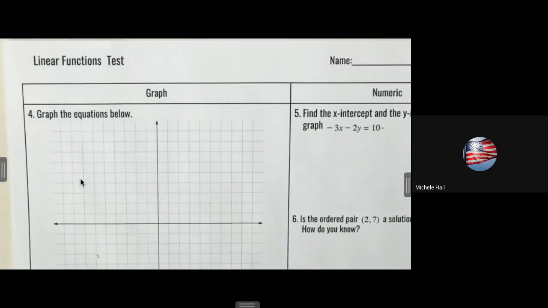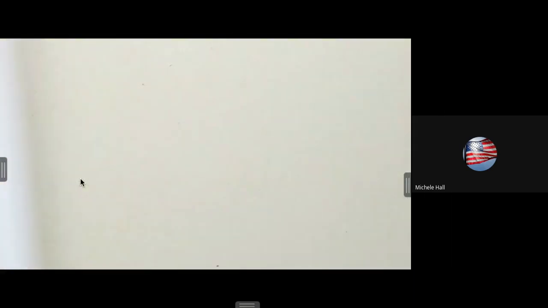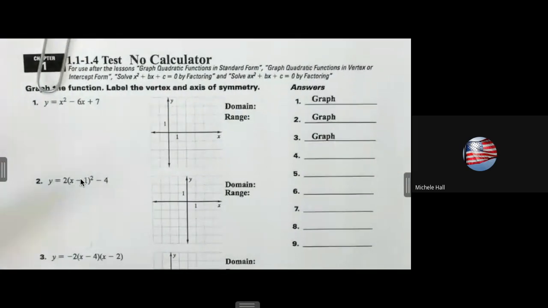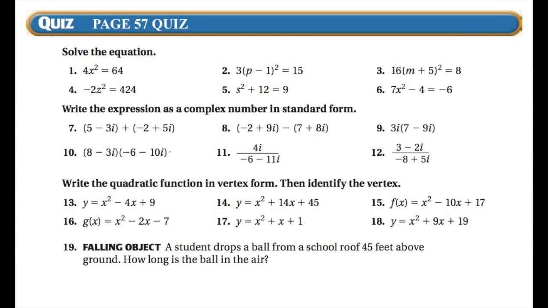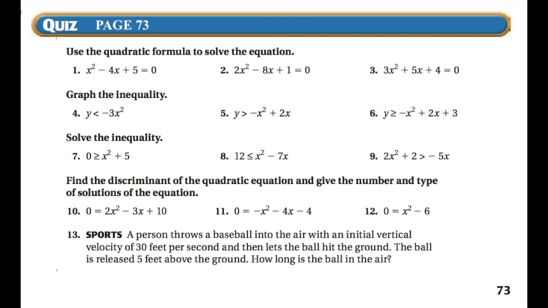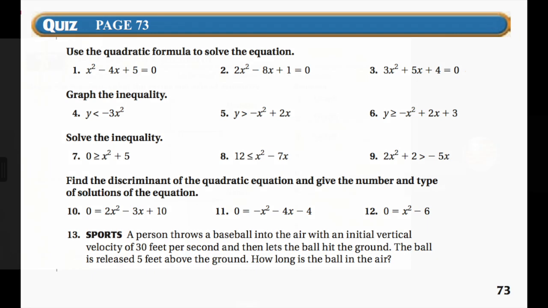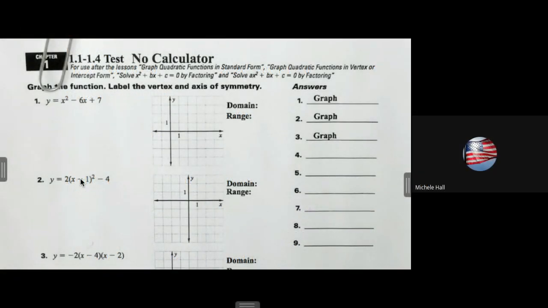We took a linear functions test. So if you're wanting to study, then you should look at the linear functions test. And we also took this test from 1.1 to 1.4. Those and the quizzes that you just took. That's what you want to look at for the midterm next week.